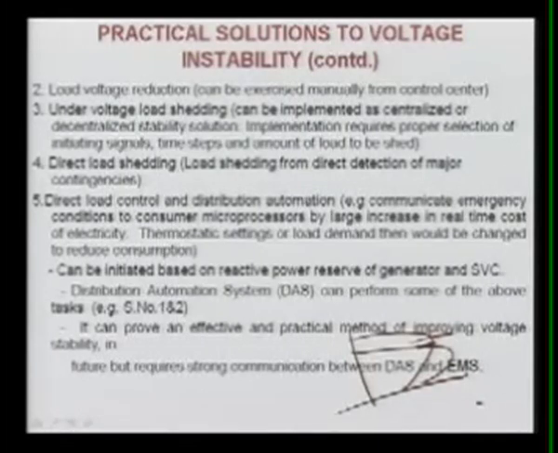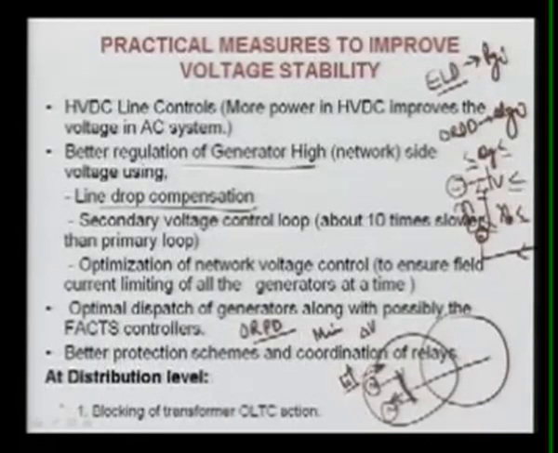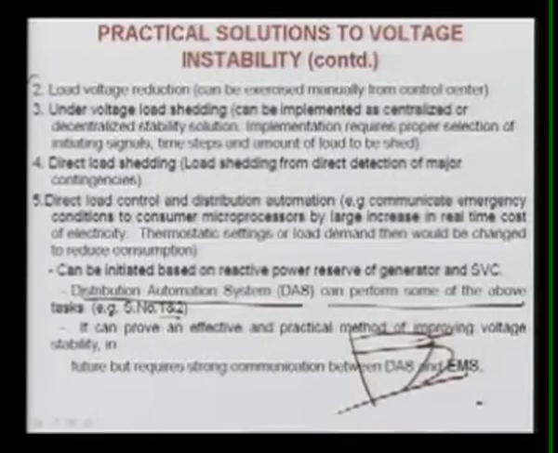The DA system, that is the distribution automation system, DAS normally we call, can perform some of the above tasks, that is serial numbers 1 and 2. Number 1, as I said, is the OLTC, here the blocking of the transformer OLTC action, and that is what we call reverse action. The second one is the load voltage reduction scheme, which can be done.